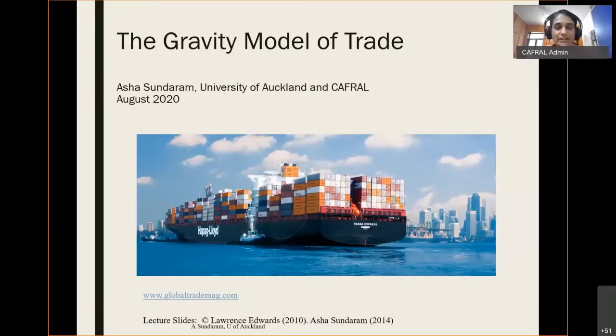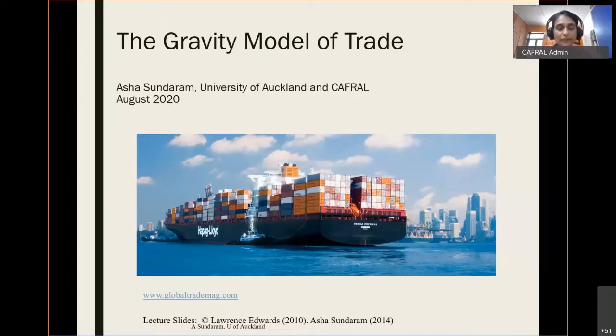And so what trade economists were doing is they simply adapted that model to international trade. So they modeled international trade as a function of the distance between two countries and the economic mass of the two countries. In other words, the GDP of country one and the GDP of country two. And what they found was that this empirical model was a beautiful fit to the data, in the sense that it could really explain trade flows.